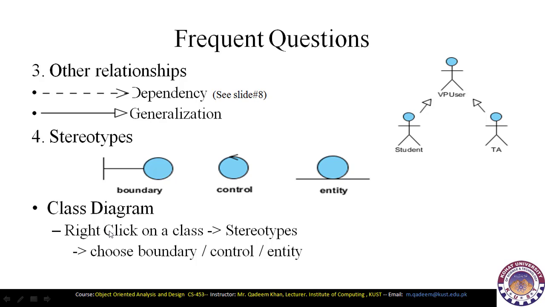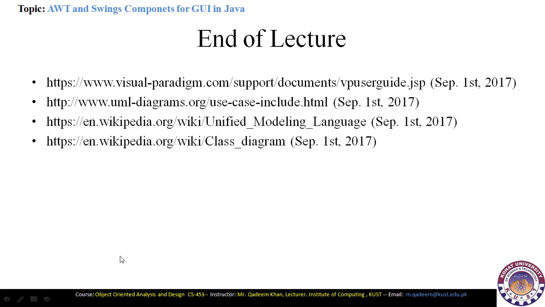Class diagrams. To create the class diagram, we right click on the class diagram, then we take the stereotypes and we choose the boundaries and controls and the entities. Entities means here the different attributes and member functions of that particular class. Now dear students, you have seen different sorts of UML tools.